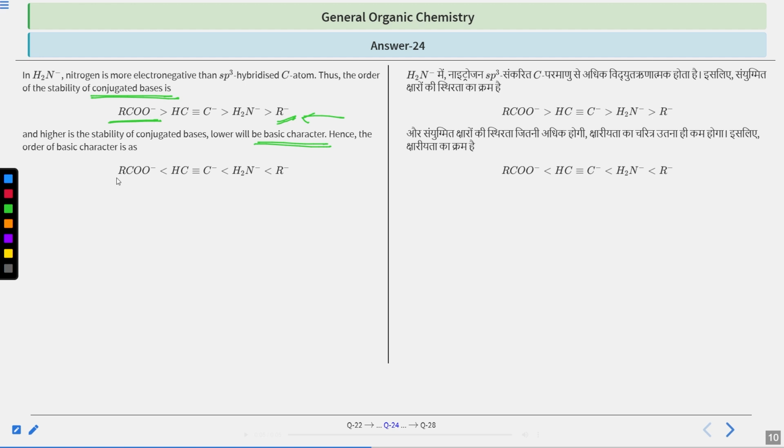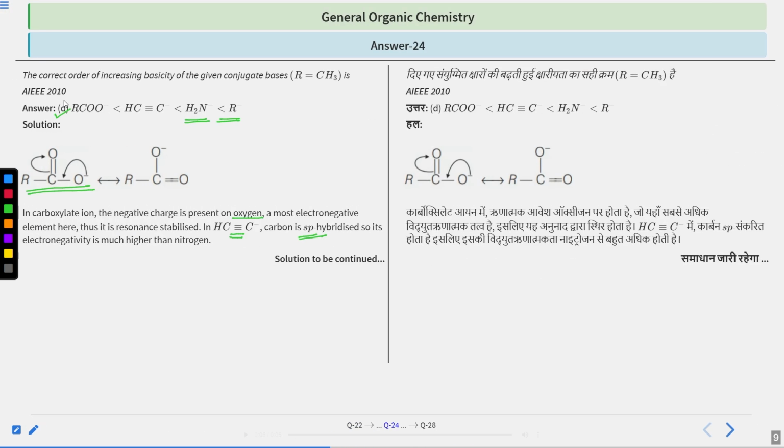So we will get this final order, which is highest for R negative, then NH2 negative, then C negative triple bond CH, then RCOO negative. So this is the basicity order for the given conjugate bases, which is opposite of the stability order of the conjugate bases, and thus option D is the correct answer.